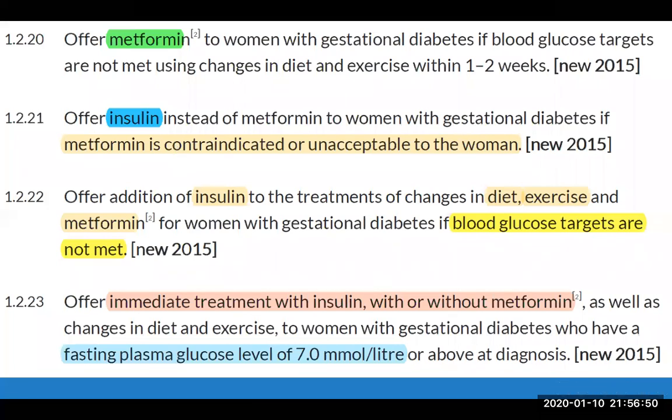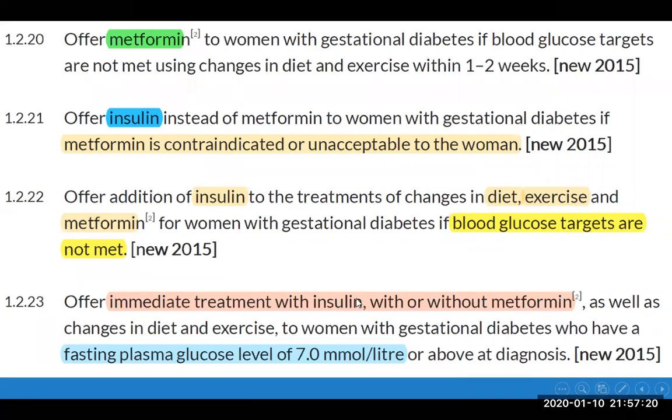In any case of GDM, lifestyle for 1 to 2 weeks, if not reaching our targets, as we mentioned, the fasting and 1 and 2 hours, the next option is to give metformin. If the metformin is contraindicated, insulin is an alternative. Offer additional insulin, this is very important. Insulin with the metformin if the target is not reached by diet, exercise, and metformin.